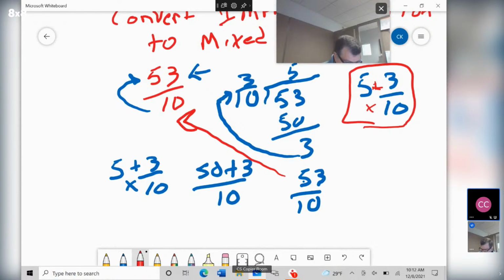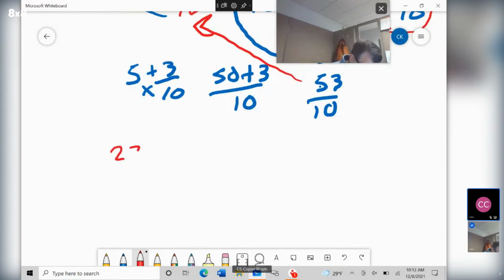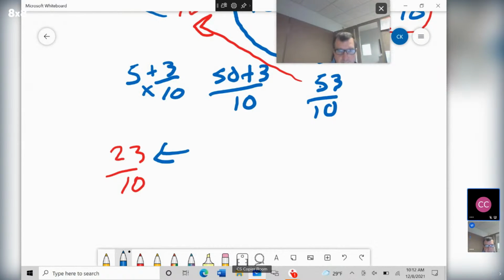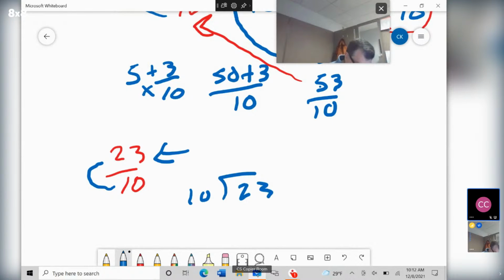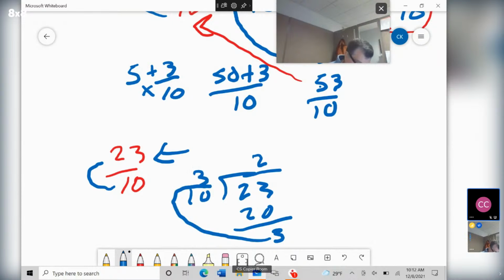So let's do another one here. If we do 23 over 10, you're going to say, well, this is an improper fraction because the top number, this 23, is bigger than the denominator. That's usually going to be an indicator to you: when the numerator is bigger than the denominator, it's going to be an improper fraction. So what we do is divide the bottom into the top, so 10 into 23. 10 goes into 23 2 times. 2 times 10 is 20. 3 is left over, and we put the 3 over the 10. So how we write this is 2 and 3 tenths.